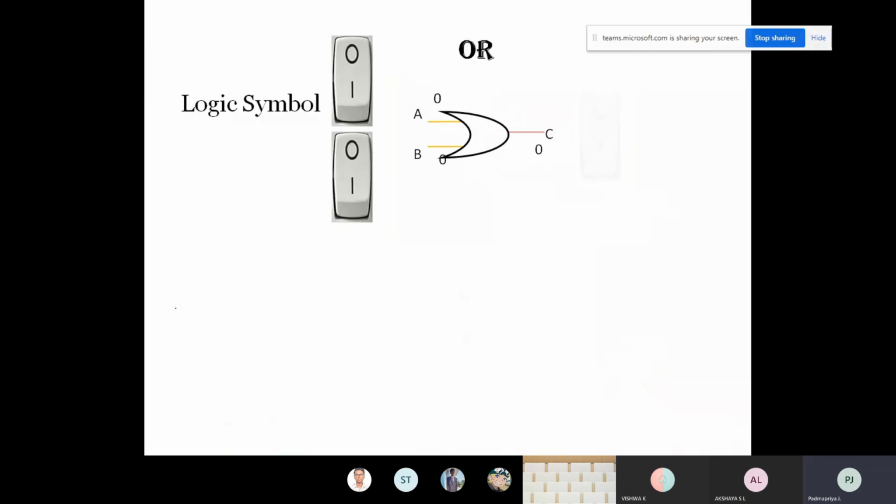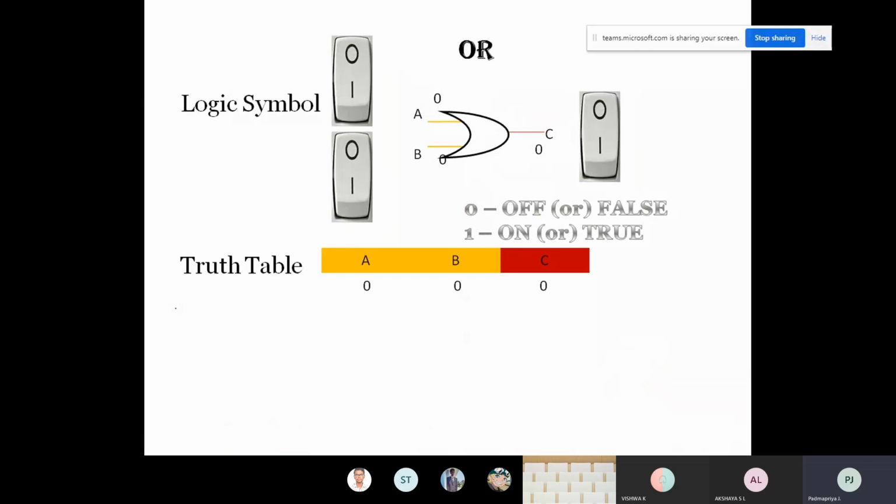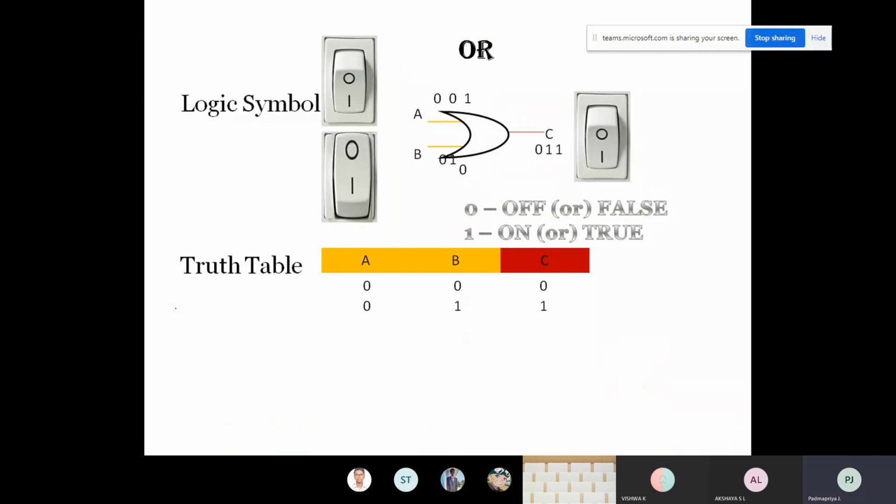Okay, then let me go with the next, the OR gate. Let me skip fast, since you all know this. This is the logic symbol of OR. We have two inputs, A and B, and the output. If you give 0 0 input, you will receive 0. The respective truth table will be like this. If you change the input to 0 1, the value becomes 1 for the OR logic gate. Then 1 0 gives 1, and 1 1 gives 1.